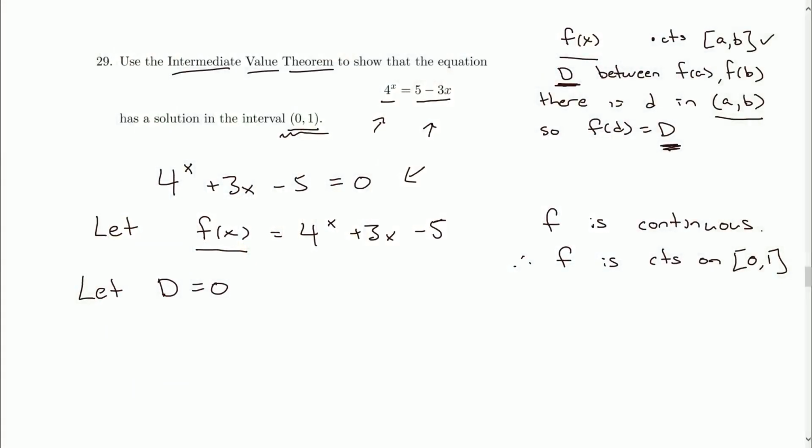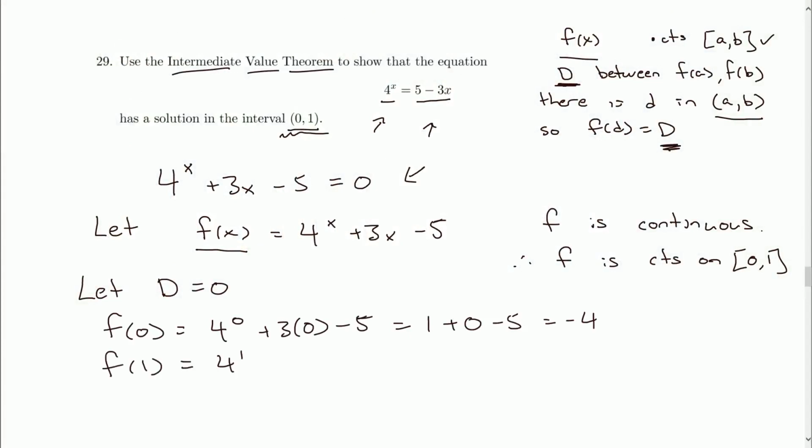So, let's just do some computation. f at 0 is 4 to the 0 plus 3 times 0 minus 5. That's 1 plus 0 minus 5. That's negative 4. f at 1 is 4 to the 1 plus 3 times 1 minus 5. That's 4 plus 3 minus 5. That's 2. Look at that. We've got a negative value and a positive value.